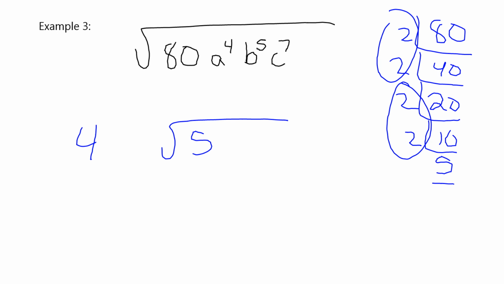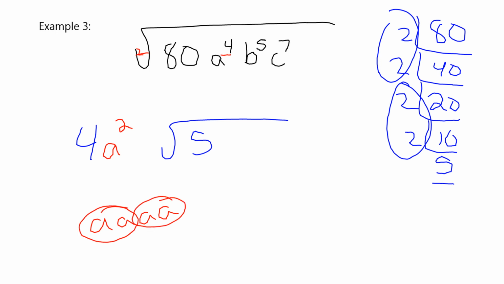Let's do the a's. It's a to the 4th. One easy way that you could do variables is, technically there's a 2 out here because it's the square root. If it was a cube root, there'd be a 3. So you just take this number divided by this number, and that's what goes on the outside. If there are any remainders, they go on the inside. So a to the 4th, 4 divided by 2 is 2, so it would be a squared. To show you the other way, we had a, there's 4 of them. So there's 1 pair, 2 pairs, so a times a is a squared.